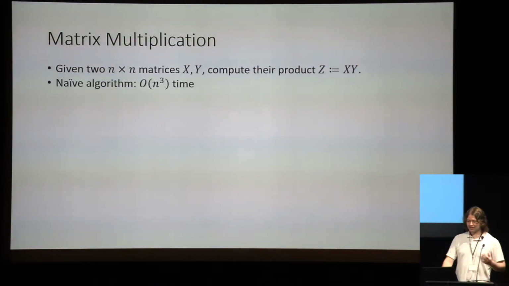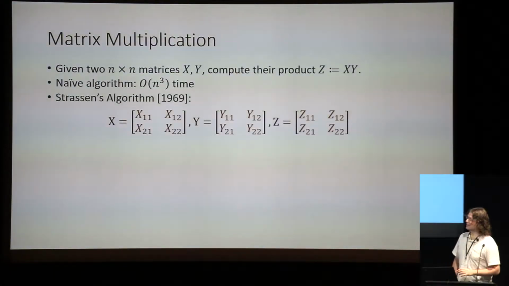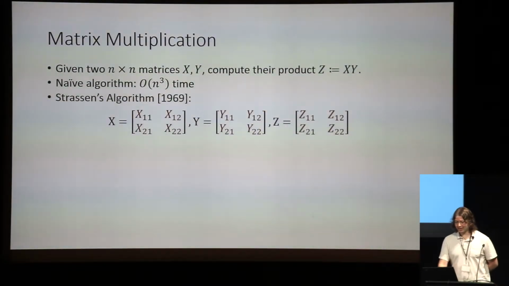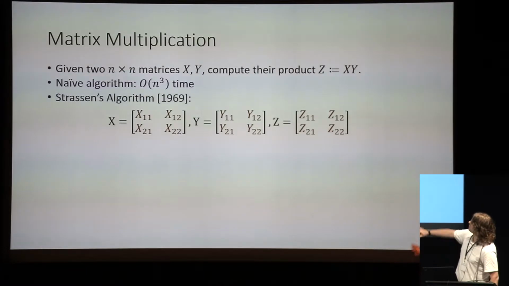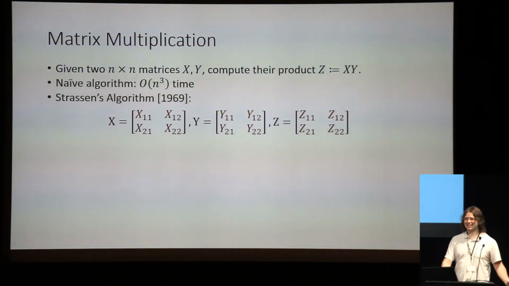So of course the naive algorithm for this takes n cubed time, and I'm sure a lot of you have seen Strassen's algorithm from 1969 for improving on this, but let me just remind you how it works. So the idea is you take your matrices x and y, and you divide them into these 2 by 2 block matrices like this. And then Strassen comes up with these really crazy identities.